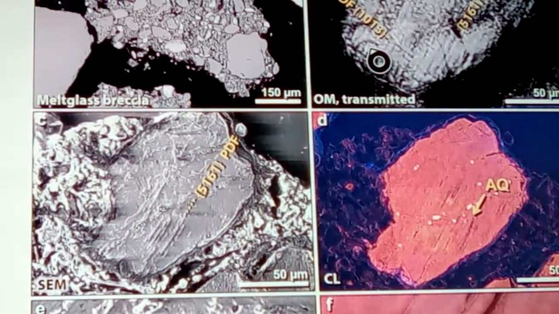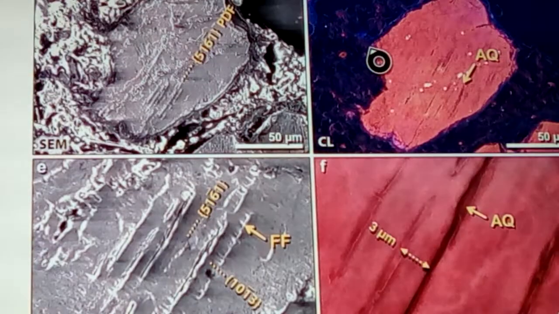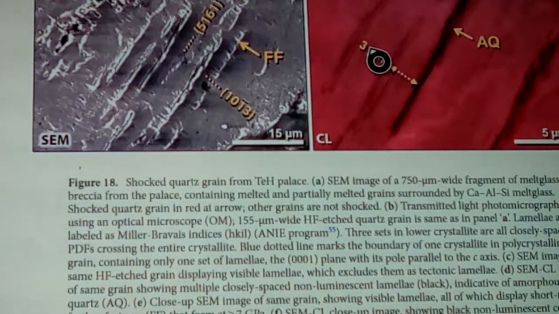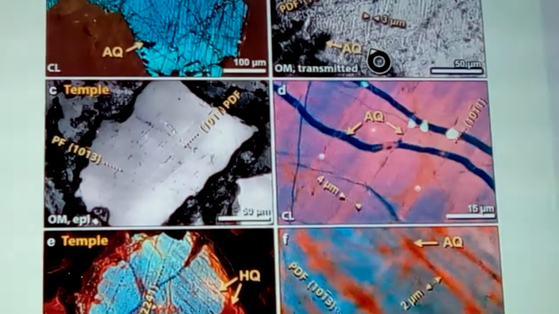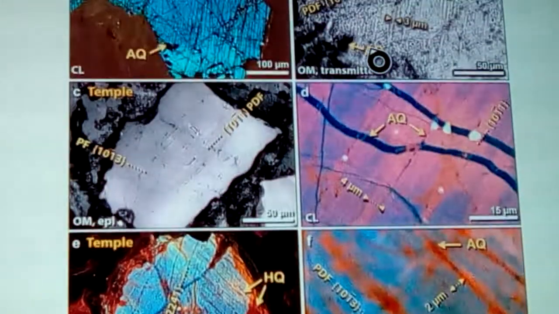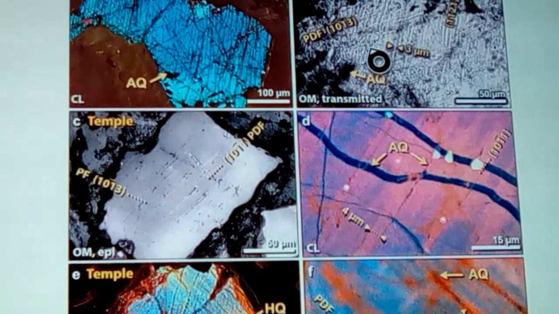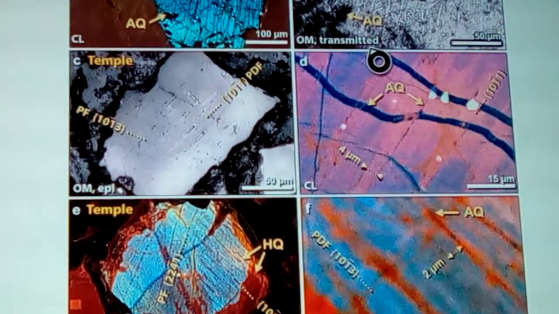And again, melted glass, breccia. It's shown here under different spectrometry, so they can show you these shocked grain quartz and the directions of what it runs. A lot of people have seen these enough times to be able to tell. In fact, they know the exact amount of kinetic pressure that causes this to happen.